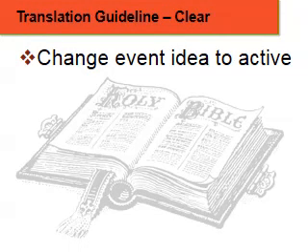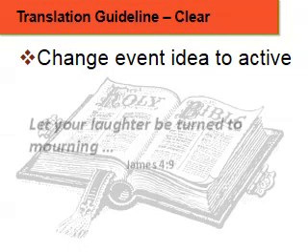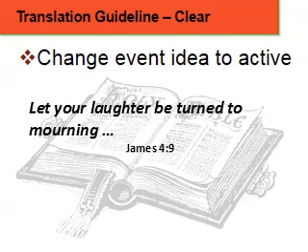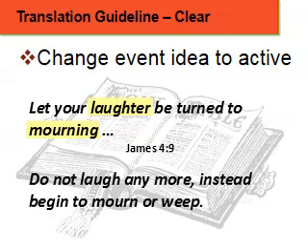James chapter 4, verse 9 states, "Let your laughter be turned to mourning." The nouns, laughter and mourning, in this example are actually event ideas in the passage. This could be re-expressed, "Don't laugh anymore. Instead, begin to mourn or weep." Notice the noun in the first version is replaced in the simpler version with a verb.